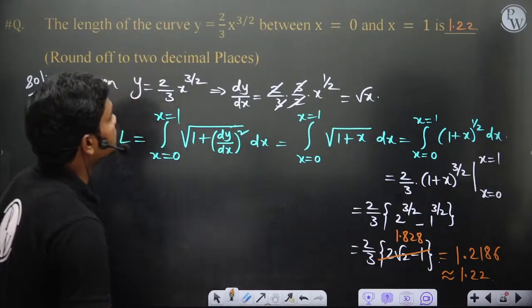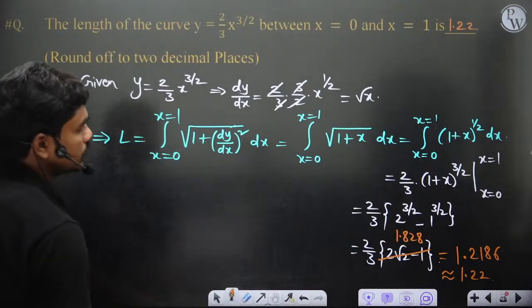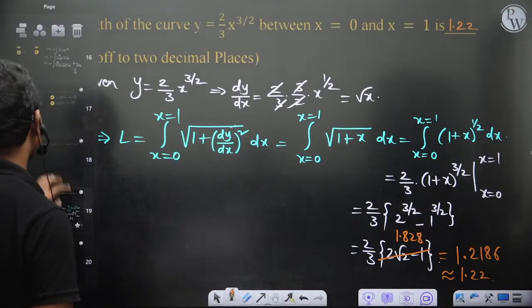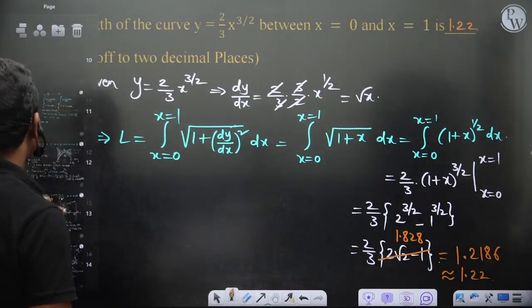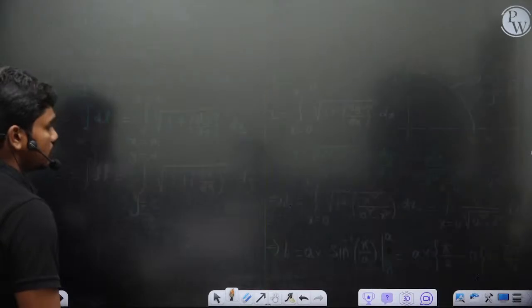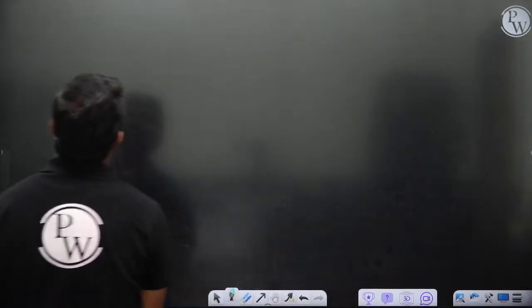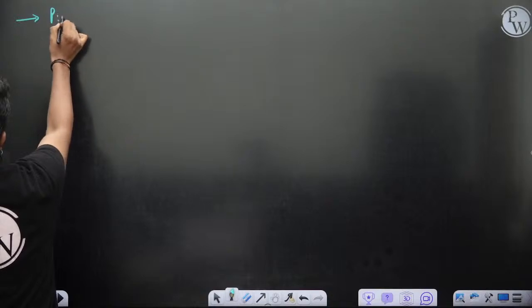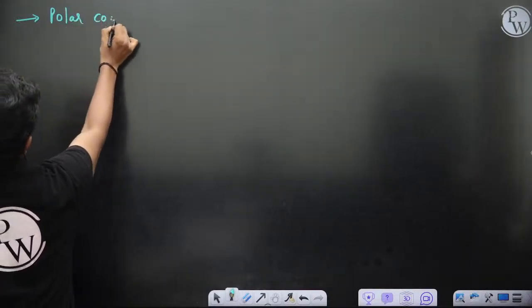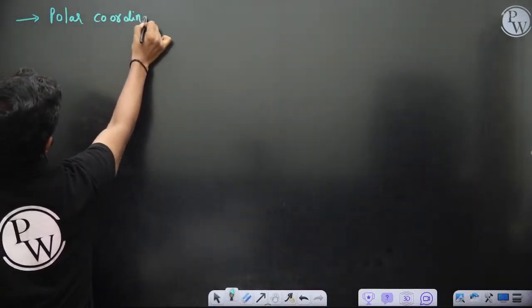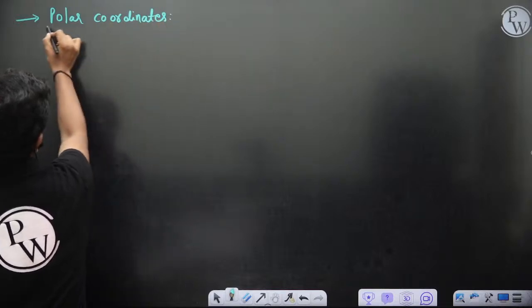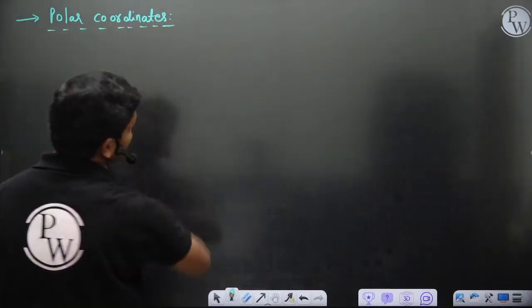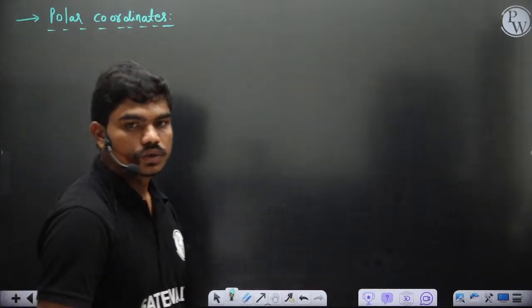Fine. So this is 1.22 actually here. Then let's get back to this theory. So let's solve certain things. Polar coordinates is what will work out. Okay, so let's see how we actually do things in polar coordinates.